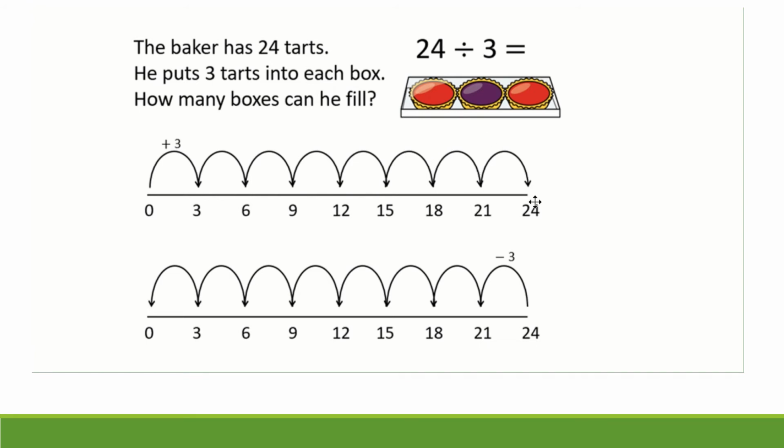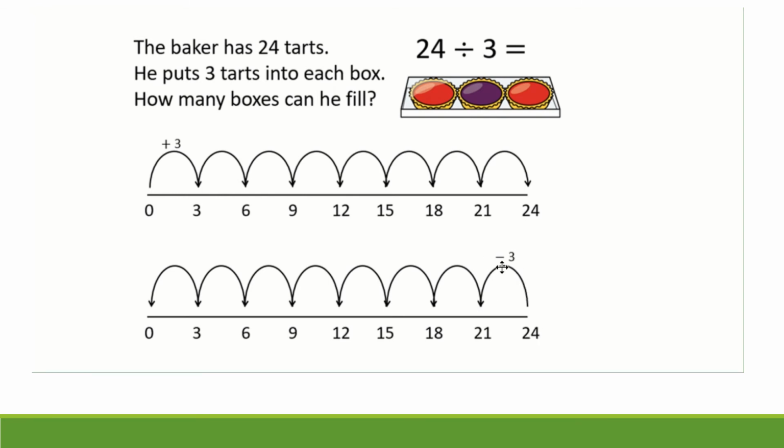Now how many jumps did it take us to get to 24? Let's count them. 1, 2, 3, 4, 5, 6, 7, 8. So how many boxes can he fill? He can fill 8 boxes. We could also use our number line to count back, because we are taking away 3 each time. So we start with 24 and we take away 3.